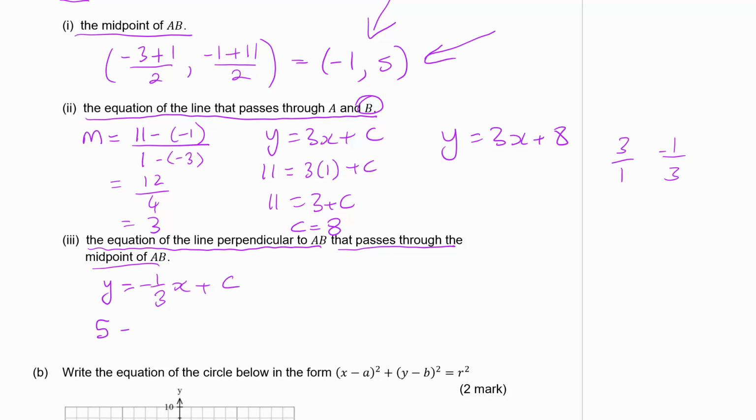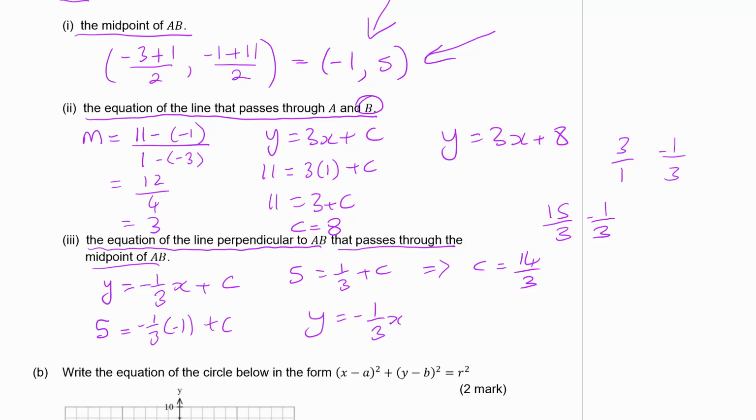So the y-coordinate is 5, -1/3 times -1 plus c. So 5 is equal to 1/3 plus c. Now if we remember that 5 is 15 over 3, we've got to take away 1 over 3. So that gives us that c is equal to 14 on 3. So y is equal to -1/3 x plus 14 on 3.